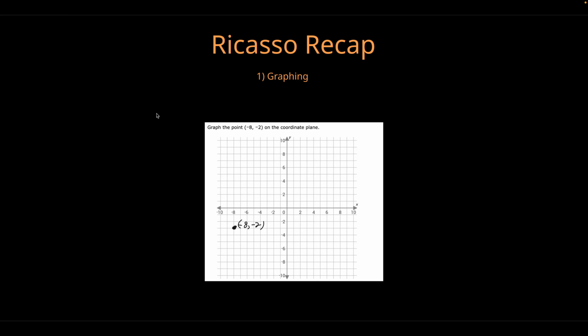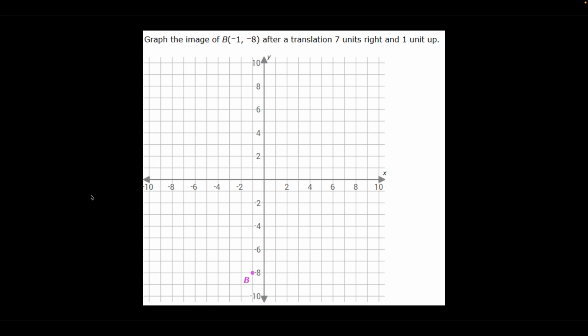For your recap, you should already know how to graph points on the coordinate plane. If you want to refresh on this, I'll put a video in the description below. Please go watch that before you start this lesson. All right, here we go, new lesson.